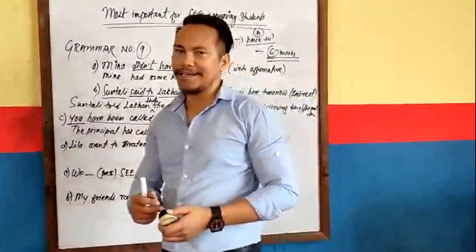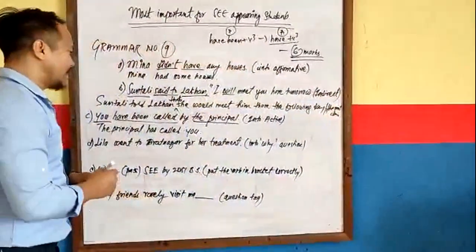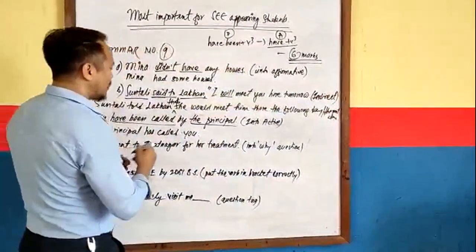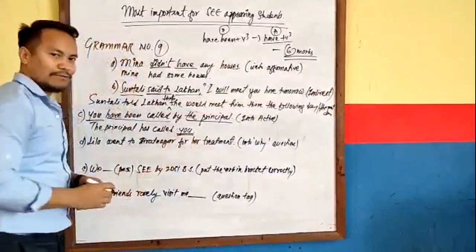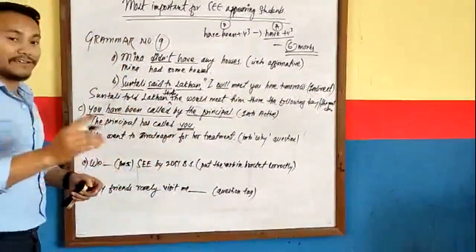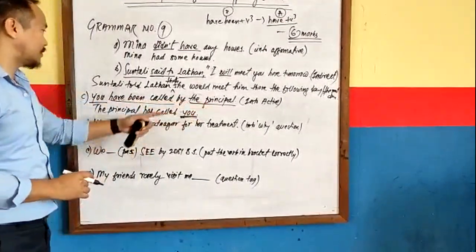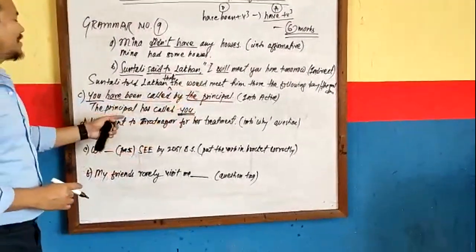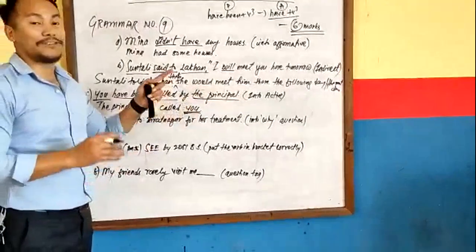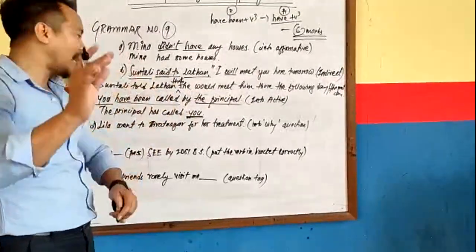Okay guys, I think I made a small mistake over here. In place of me, here it is supposed to be you. So please remember this one. Let me read the question one more time. You have been called by the police, sorry, the principal. The principal has called you is the active of the question.